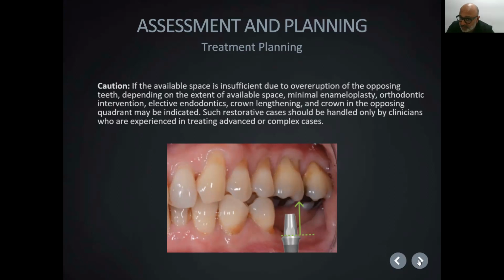Such restorative cases should be handled only by clinicians who are experienced in treating advanced or complex cases. Look, to some extent, but I don't think so. A lot of these cases can be treated simply with a bit of advice and knowing what to do, but they are all individual. So if you have something you want to treat and you just want to get some advice before you treat it, please let us know.